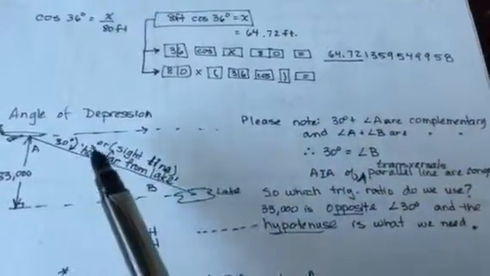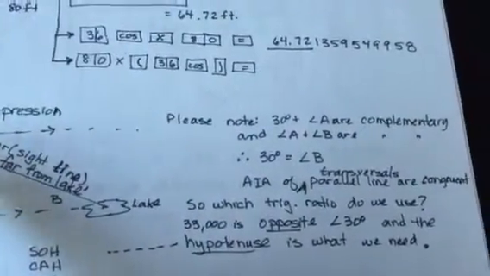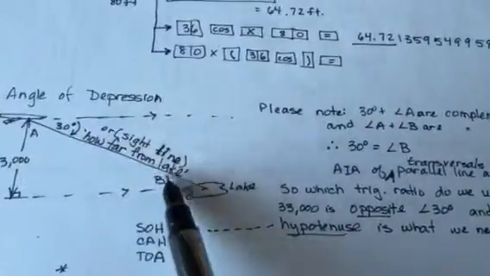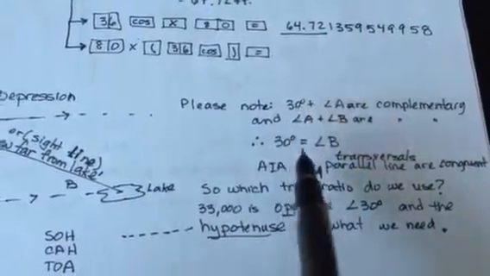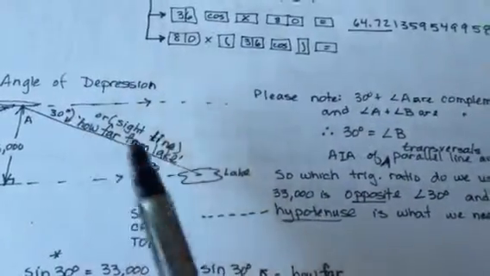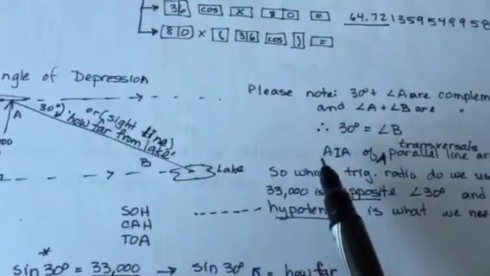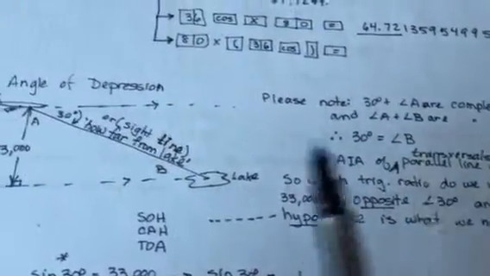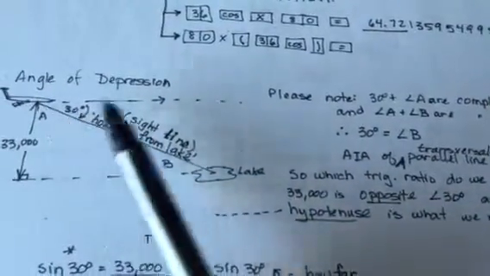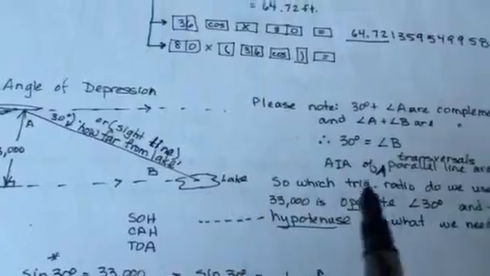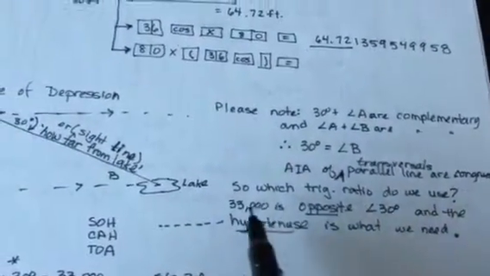Now please note that 30 degrees and angle A are complementary. And angle A and angle B are complementary. Therefore, 30 degrees equals angle B, which reinforces what we already know. The alternate interior angles of a transversal, and this is a transversal cutting through our two parallel lines here, are congruent. So, which trig ratio do we use?